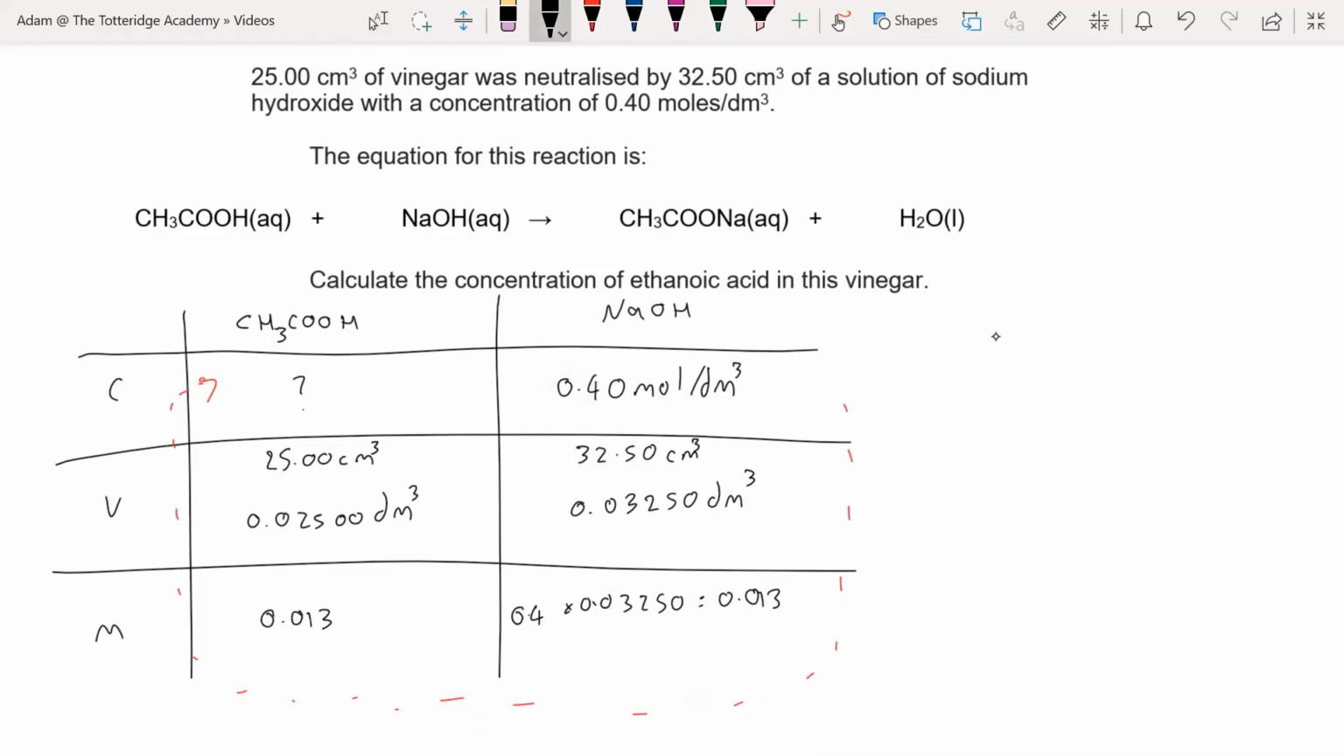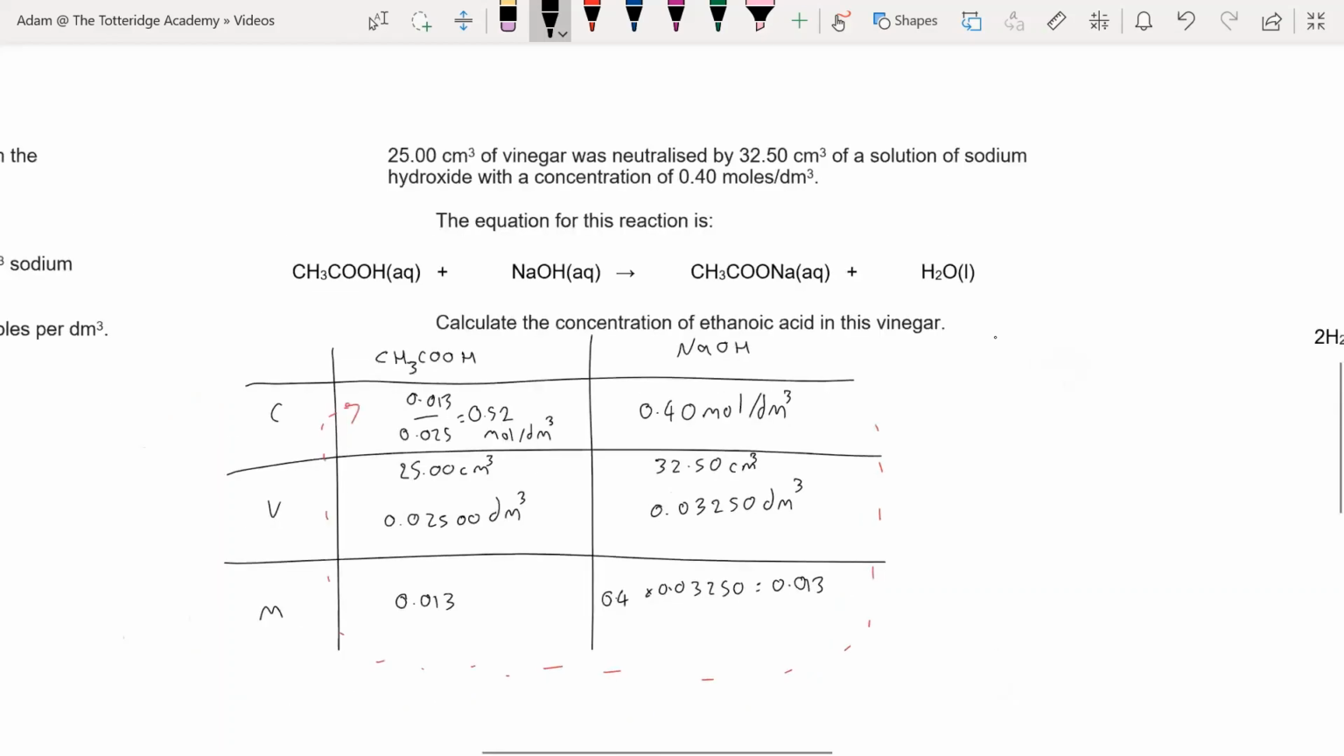I've got my volume. What's my concentration? It's going to be moles divided by volume. So 0.013 divided by the volume, which is 0.025. And that gives me 0.52 moles per dm cubed. Happy days. Hopefully I got that right and I didn't make any mistakes this time around. So embarrassing.